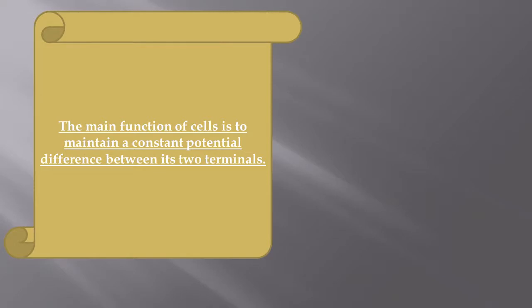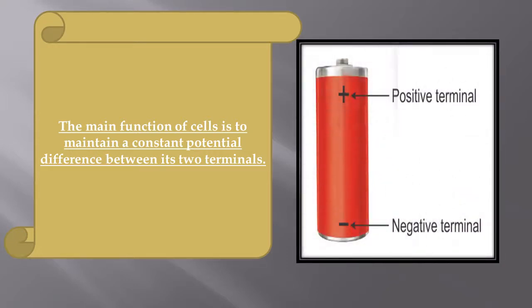The main function of an electric cell is to maintain a constant potential difference between its two terminals. Now students, what is potential difference? It is the amount of work or energy required to move an electric charge from one point to another. That means required to move electrons from its positive terminal to its negative terminal. So positive and negative are the two terminals of the electric cell.